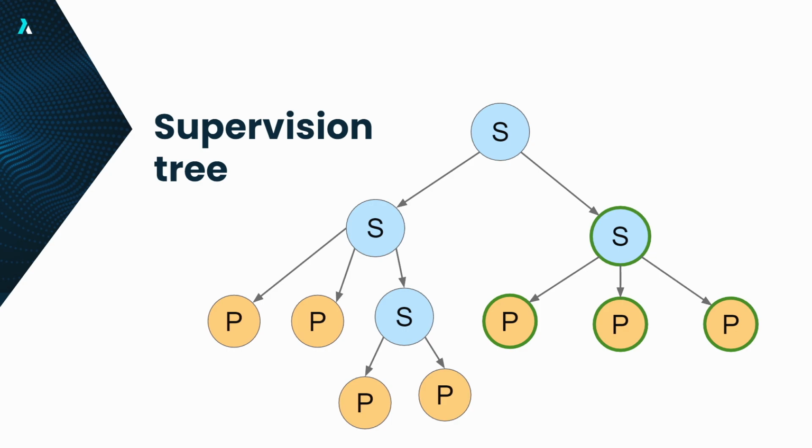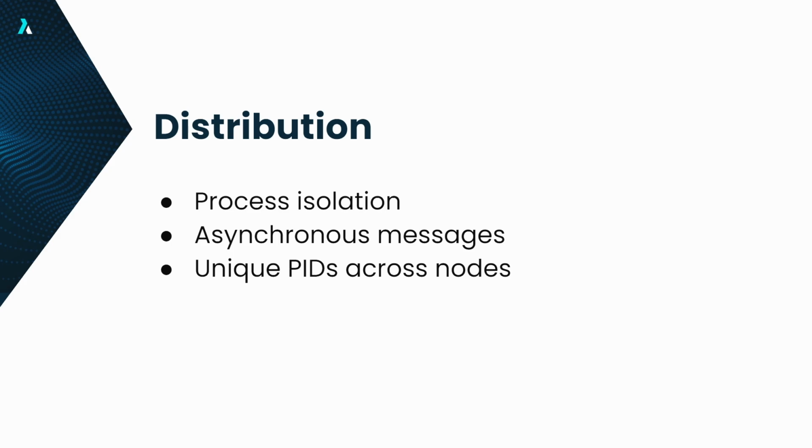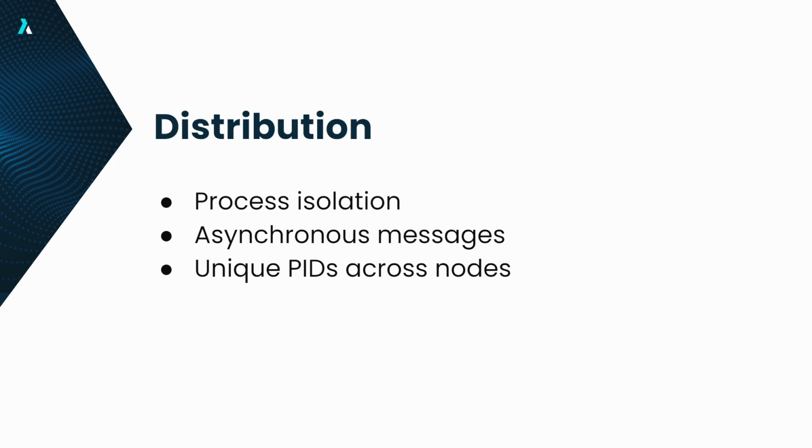But what if the whole server dies? Well, this is where distribution comes into play, and Beam languages are set up for distribution from the get-go. The main tools for a distributed Elixir system are processes and messages, because processes are completely isolated from each other and communicate through messages. A concurrent system can already be considered a distributed one. And PIDs, which are the unique identifiers of processes, are unique across nodes.